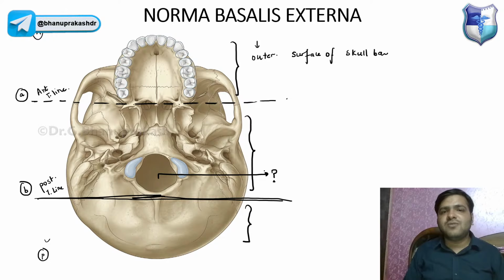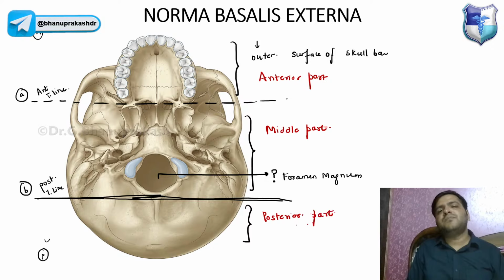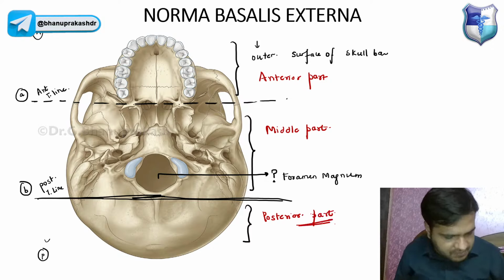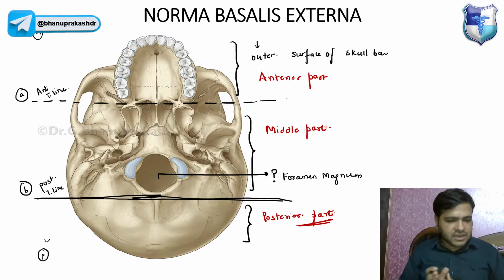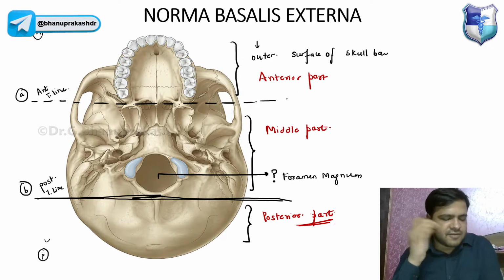Yes, Ankita, very good. It is foramen magnum. So the Norma Basalis externa is basically divided into three parts. We have the anterior part, the middle part, and the posterior part. We are going to discuss these three parts in detail, guys.